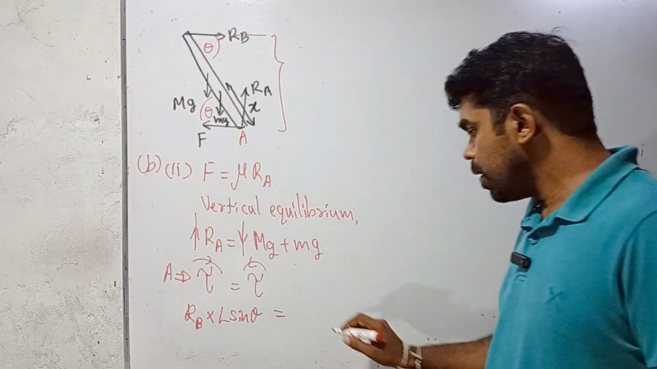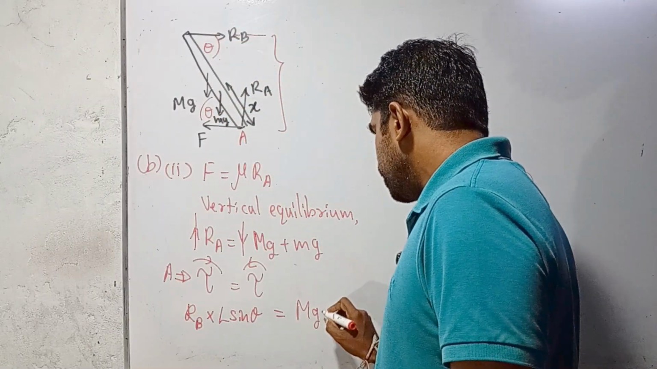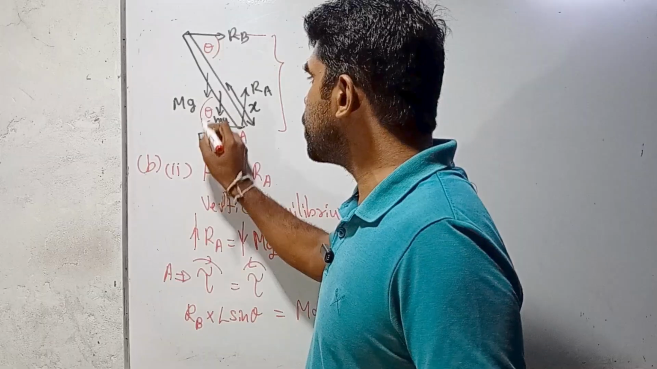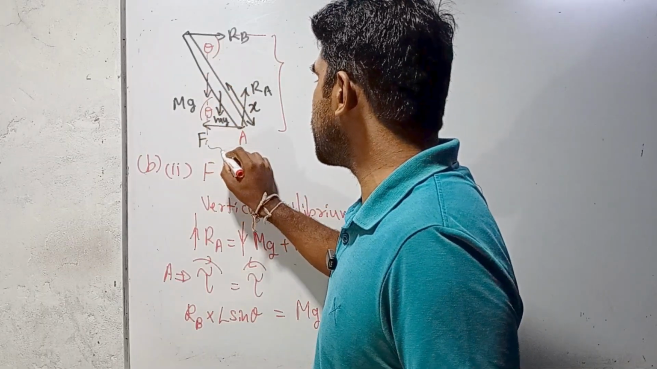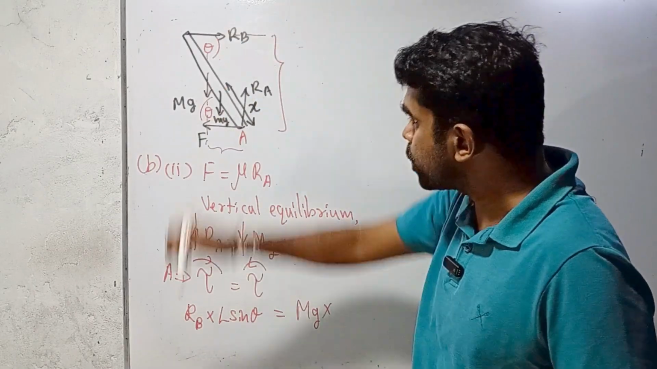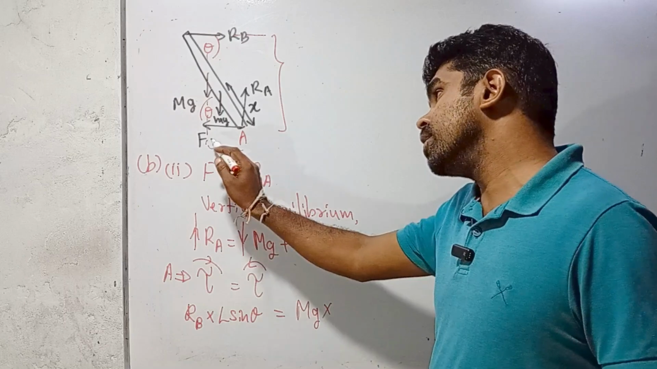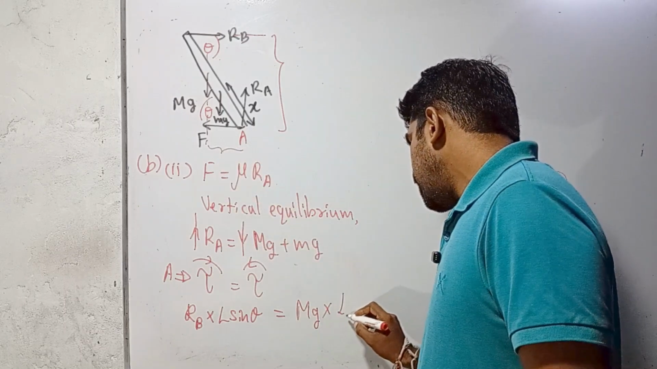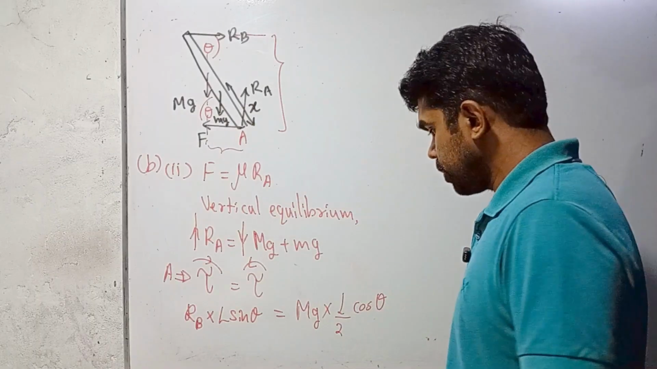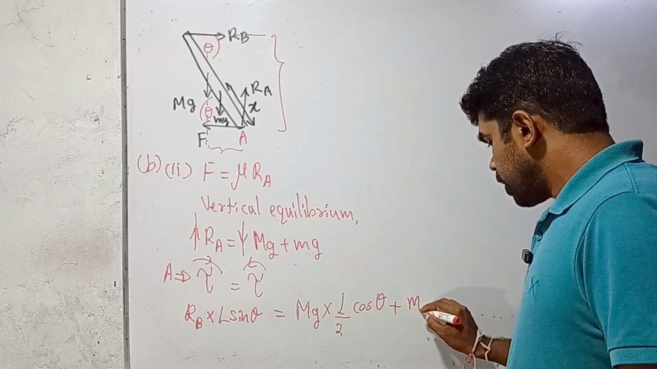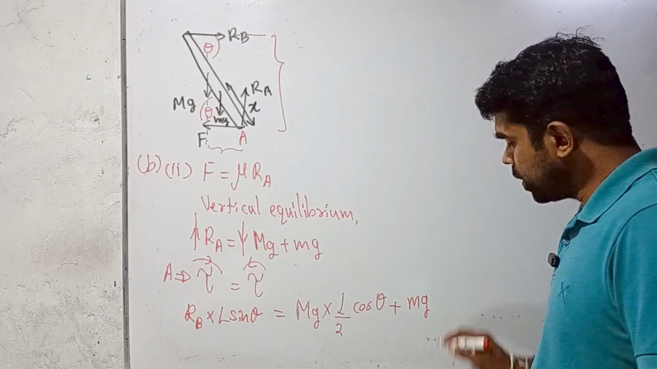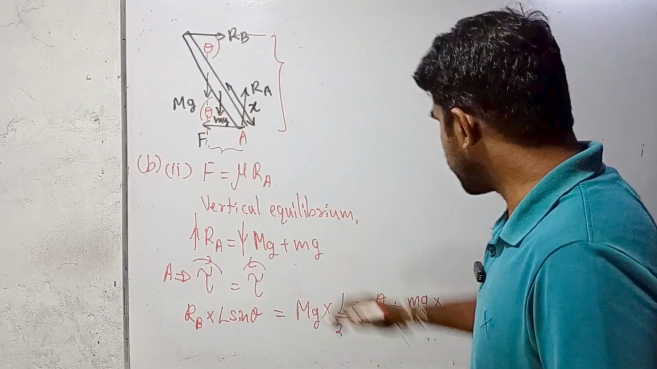Mg and simple Mg. When getting torque due to capital Mg, we have to get distance from point A to action line of capital Mg. It means this one. We know that this part is capital L over 2. It is midpoint of ladder. Then this distance is L divided by 2 cos theta, adjacent side, plus second force, simple Mg, weight of firefighter, multiplied by x cos theta.